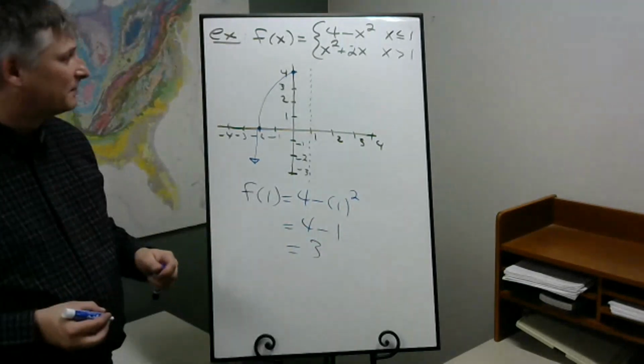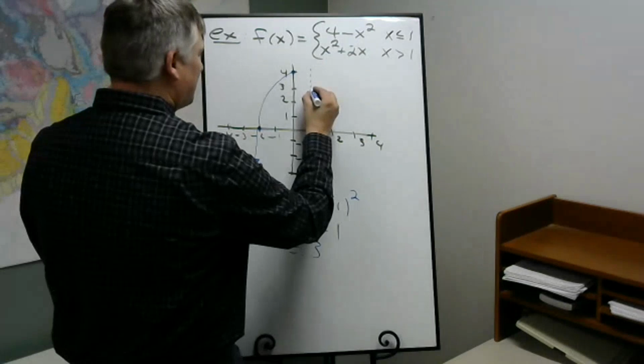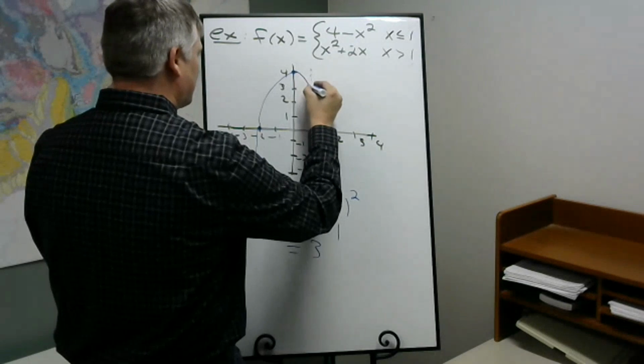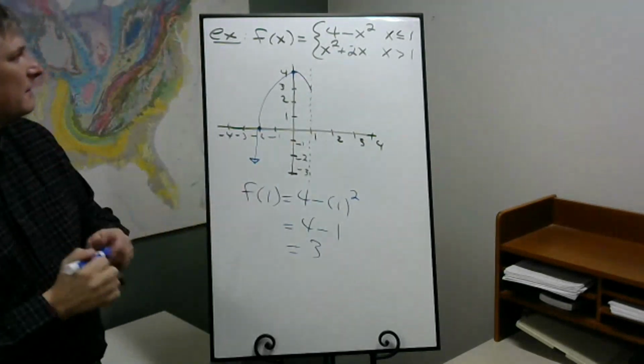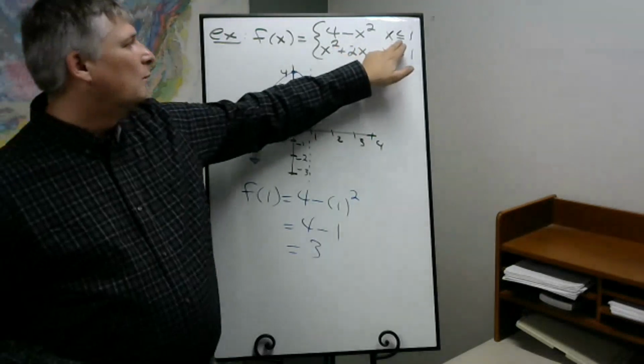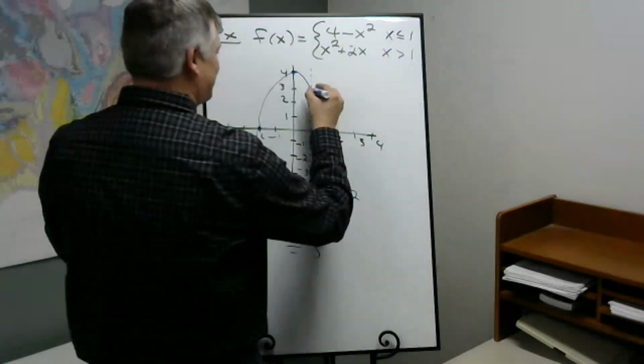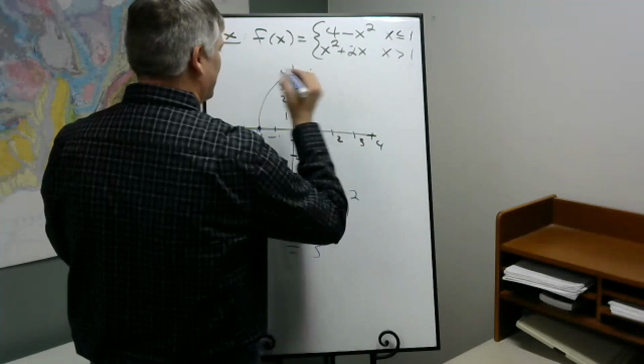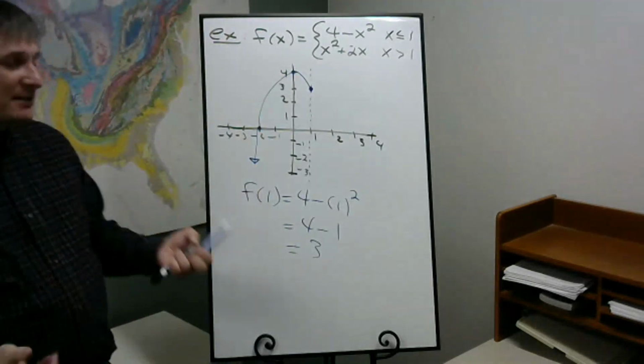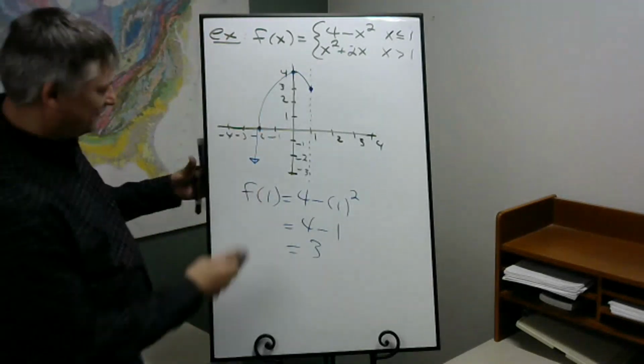So it's going to be 3. So that means we're going to hit the boundary right here. And let's take a look at this. Phase 1, we're allowed to equal 1. So we can put a dot. And so that's how we do phase 1.